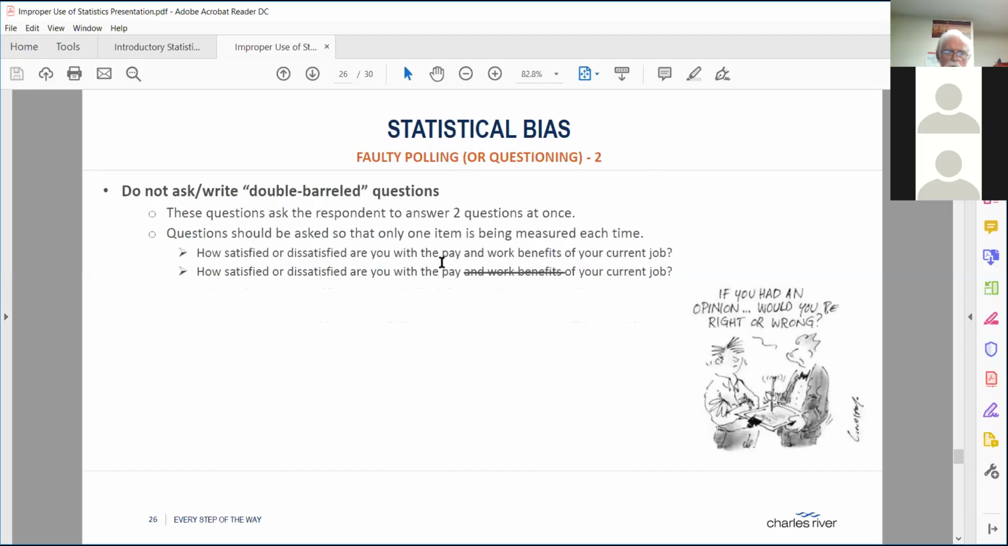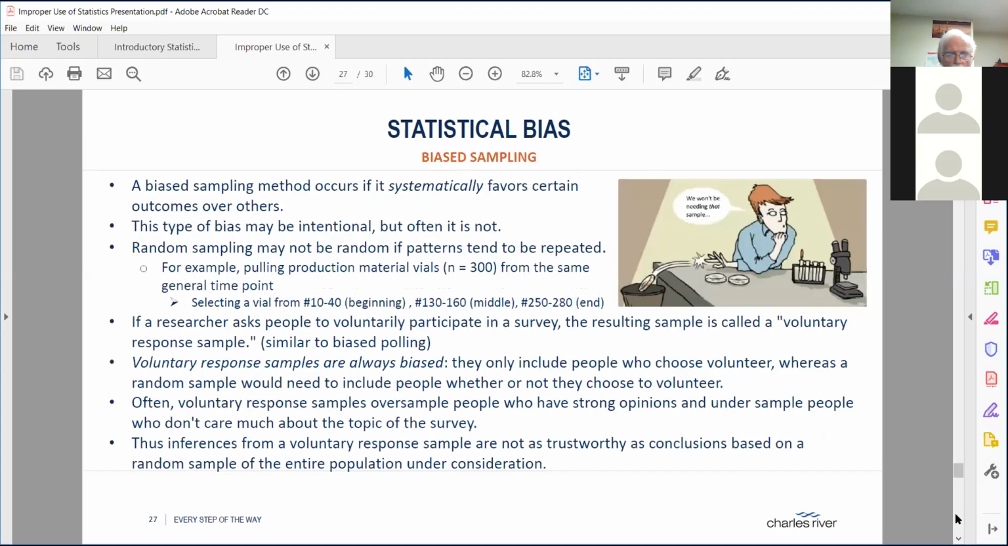Double-barreled questions are two questions in one, so you can't get meaningful answers. Are you satisfied or dissatisfied with pay and benefits? How do you answer that if you like the pay but hate the benefits, or hate the pay but like the benefits? You can't.